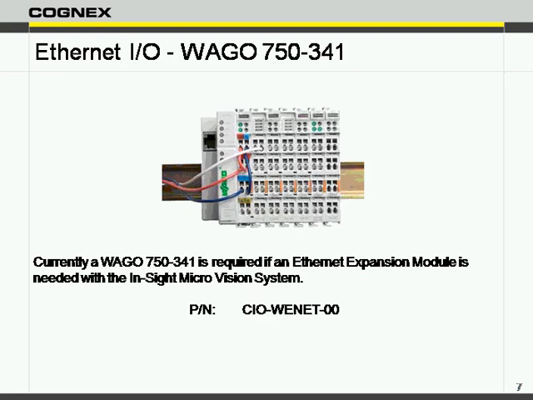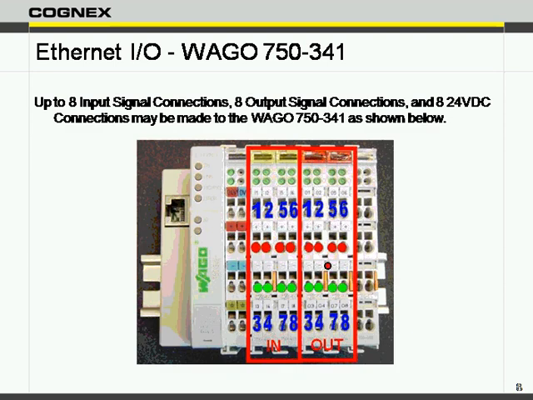Another module that we have is the I/O Ethernet module, which is currently our WAGO 750-341. It is required if you need to go over the Ethernet and get more than 8 inputs and 8 outputs. You can, of course, expand it with the Ethernet I/O. You can start adding more input and output modules to this. Right here we have 4 inputs and 4 outputs added.